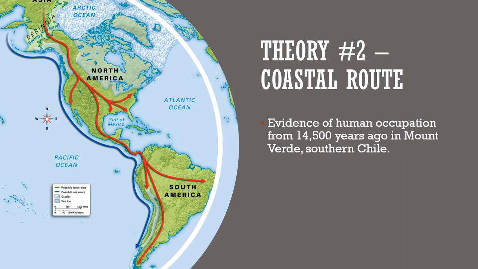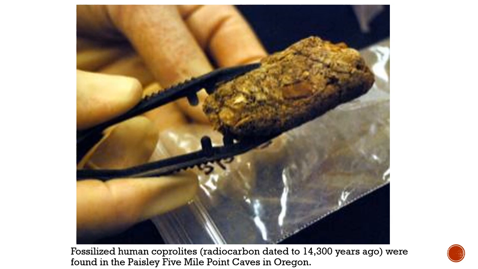Since then, there has been other evidence to support the idea of a coastal route. For example, here is an image of a fossilized human coprolite, that is, fossilized poo, which has been radiocarbon dated to 14,300 years ago, which was found in a cave in Oregon, a cave that would have been high enough up that it somehow has survived even when ocean levels rose after the last ice age. And this also provides evidence, again, of the coastal route that human beings were using, and it is still older than the Clovis first theory.